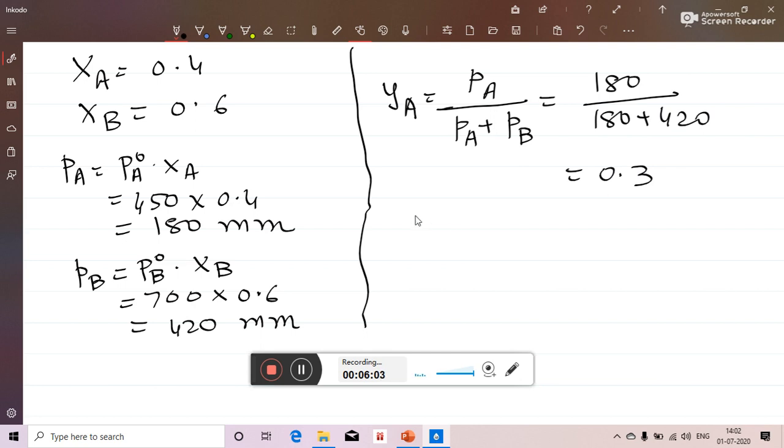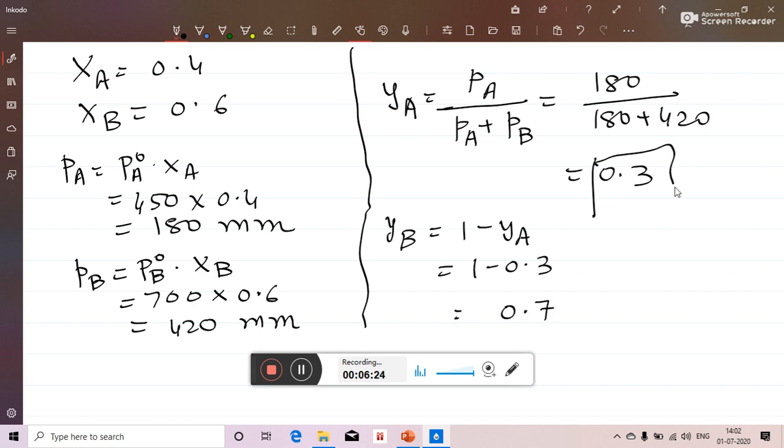In the same way, YB equal to PB upon PA plus PB. But instead of that, we can do another thing, and that is YB equal to 1 minus YA. So that is equal to 1 minus 0.3. So our answer is 0.7. So these are the two answers: the mole fractions of A and B in the vapor phase.